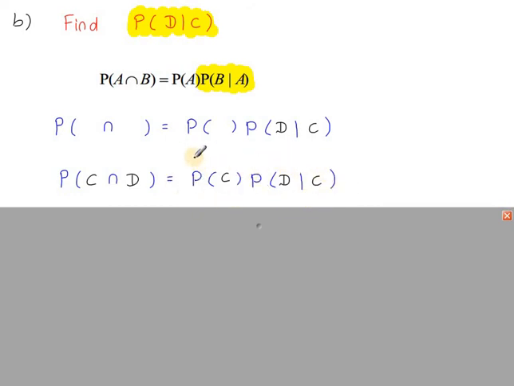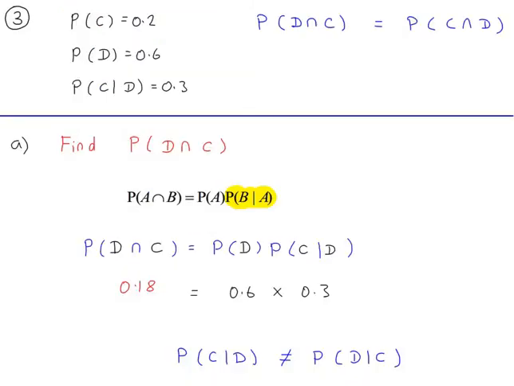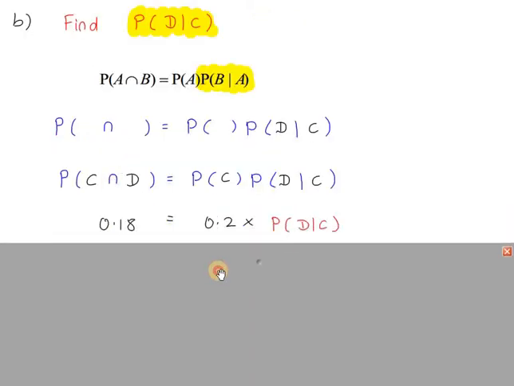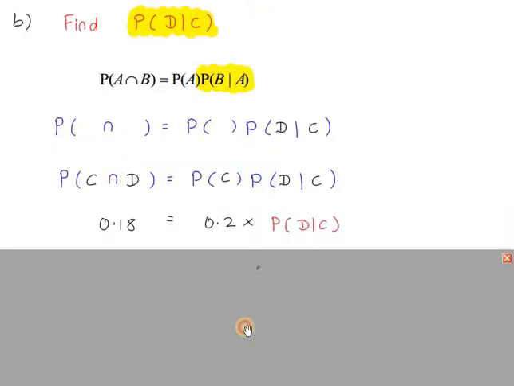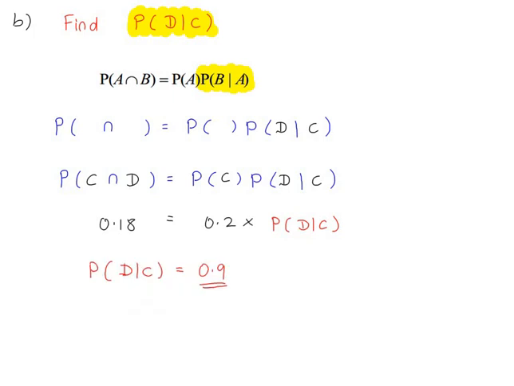We know this already, it was given. The probability of C and D, or D and C, exactly the same. We know this already from here, 0.18. We substitute the values in and solve. So the probability of D given C is 0.9.